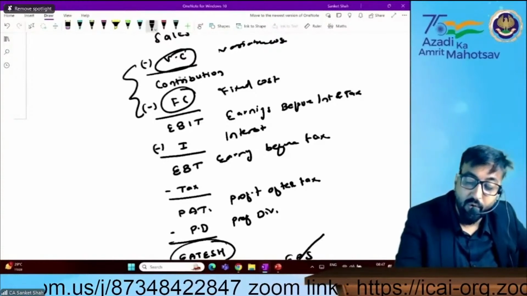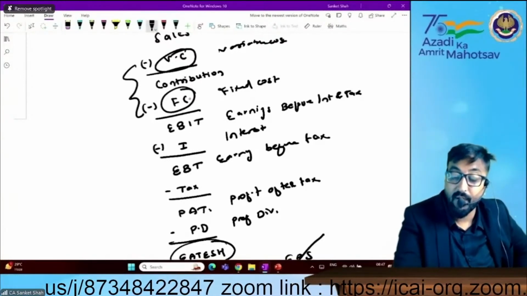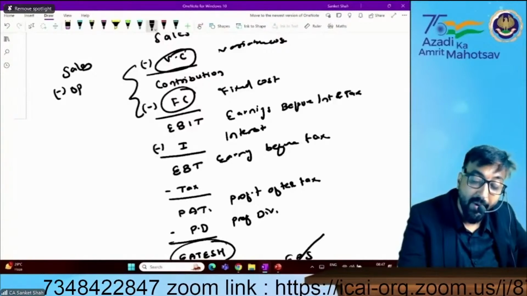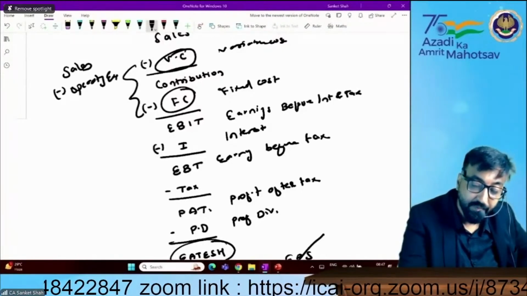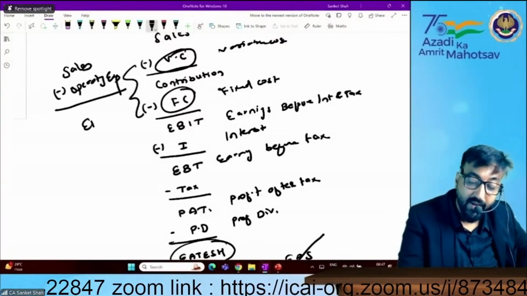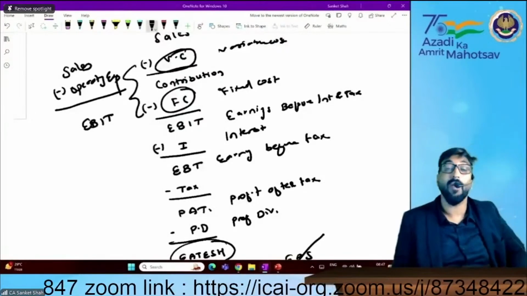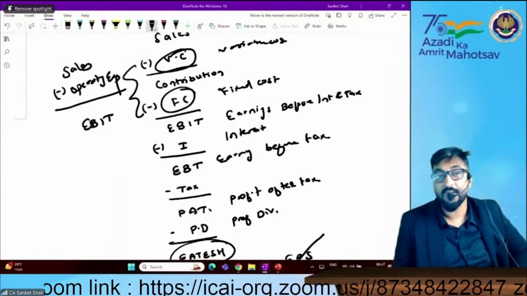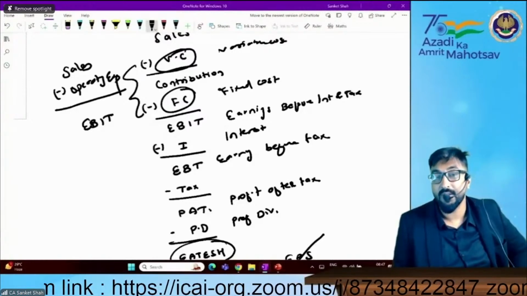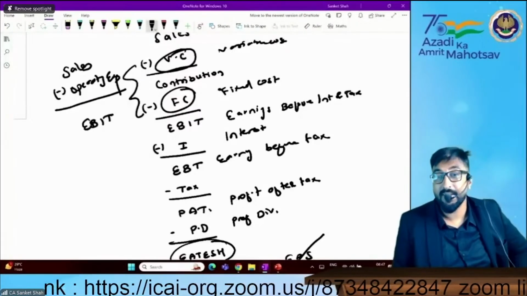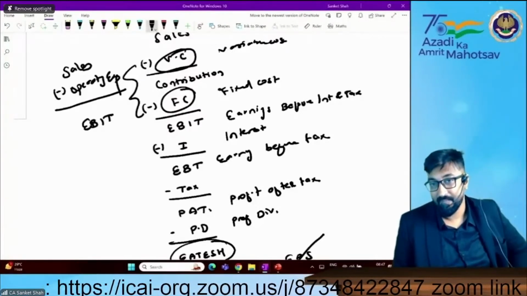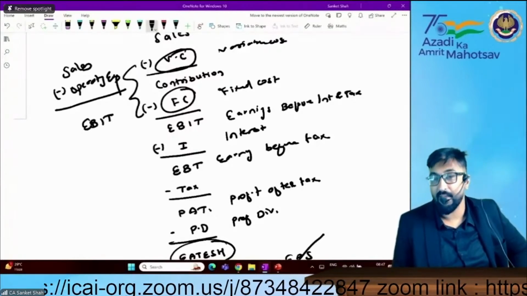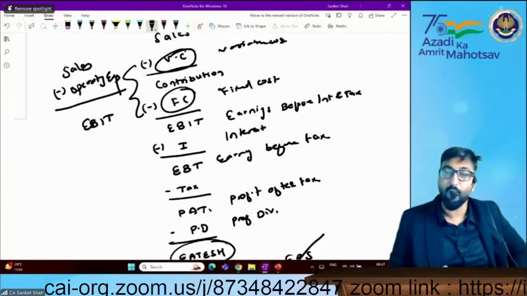If you don't want to directly write contribution and fixed cost separately, you can directly write sales minus operating expenses, and you can get the EBIT. If you don't bifurcate variable cost and fixed cost separately, then instead of writing variable cost and fixed cost, you can write operating expenses directly. EAES is the final answer, earnings available to equity shareholders.